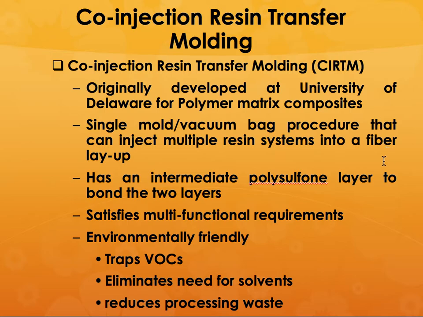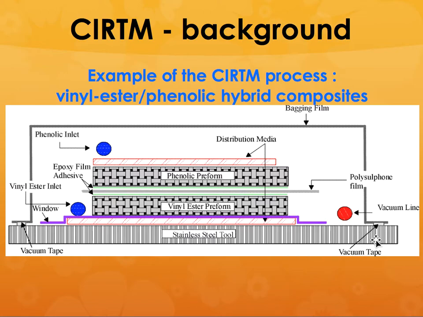So the phenolic improved the fire retardancy of the composite and gave it excellent fire retardancy for the composite material itself. So this is a single mold vacuum bag procedure that injects multiple resin systems into a fiber layer. There is an intermediate layer of polysulfone that will bond the two parts together, two matrix areas together, and it's an environmentally friendly process, and it reduces the processing waste. So you are making a multifunctional type of a material using this kind of a process. So this is a schematic of the process itself. So you have a phenolic preform and a vinyl ester preform.